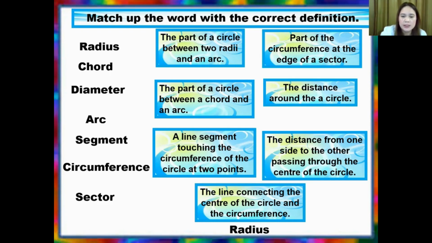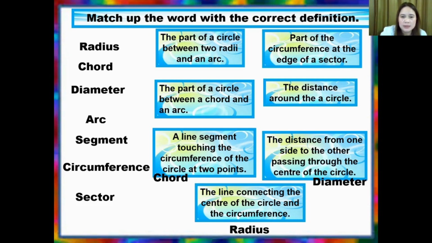So let's start with the radius, the line connecting the center of the circle and the circumference. And chord, we can have also the distance or a line segment touching the circumference of the circle at 2 points. Where can we put the diameter? Diameter is the distance from one side to the other passing through the center of the circle. So we have diameter.